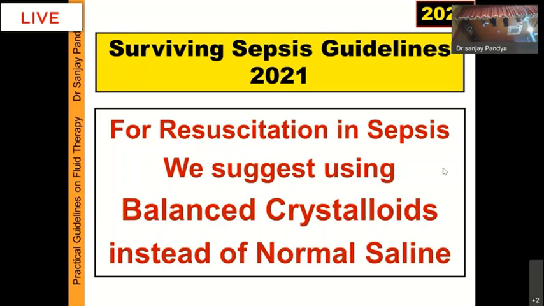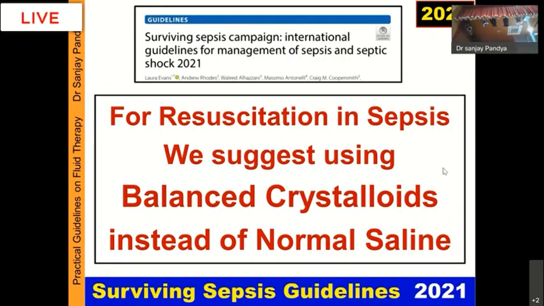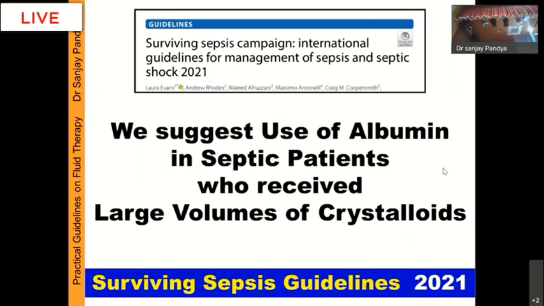What does the Surviving Sepsis guideline say? In the 2017 Surviving Sepsis guideline, it was said that normal saline and balanced fluid can be used. But what the 2021 guideline says is that for resuscitation in sepsis, we suggest using balanced crystalloid instead of normal saline. So, with all this data, we said that this is better.